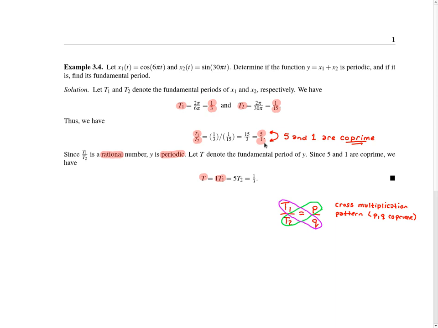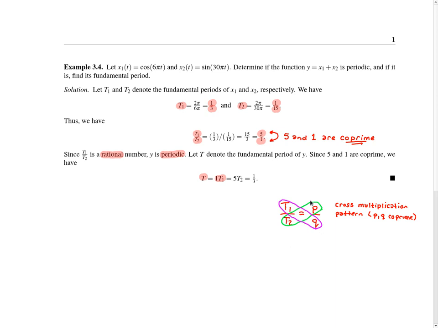Therefore, the conclusion that we draw is the sum of x1 and x2, in other words the function we're calling y, is in fact periodic. And now we need to find the fundamental period. To find the fundamental period, we can either take t1 times the denominator here, which is 1, or take t2 times this numerator 5 here. It makes no difference. They'll both give us the same answer.